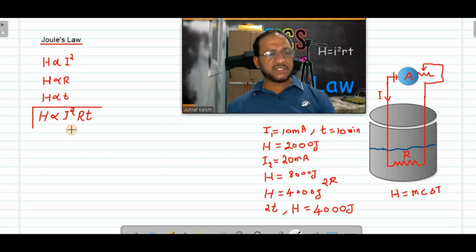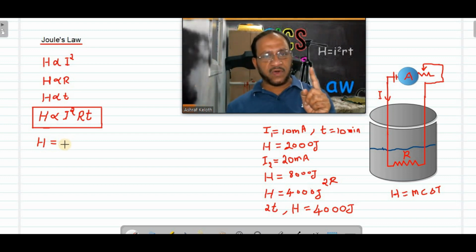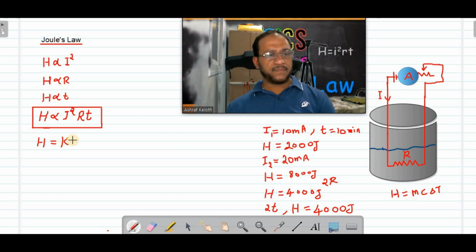The statement is like this: the heat energy produced in a resistor is directly proportional to the square of the current for a given resistor and for a given time, directly proportional to the resistance of the wire, and also directly proportional to the time of flow. When we convert this into an equation, we can write H is equal to a constant K into I square RT. But in this equation, the value of the constant K is 1, so K is equal to 1.